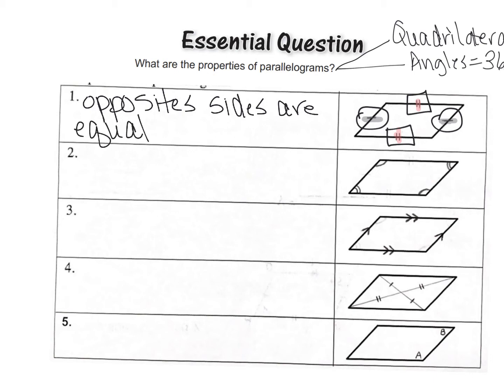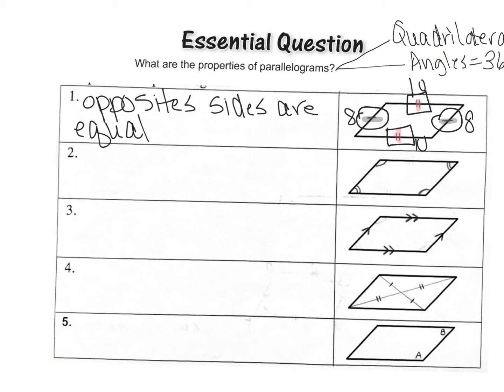Which means, let's look here, if this side is 8, this side is also going to be 8. If this side is 10, this side is also going to be 10. You can also set up some algebraic equations where you have to set the two sides equal to each other.